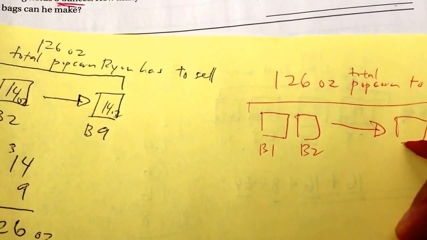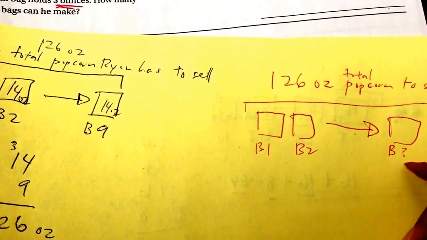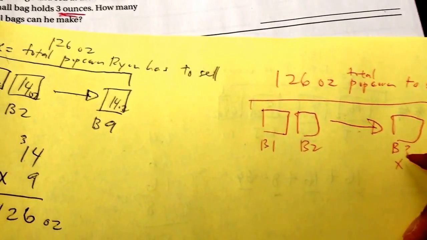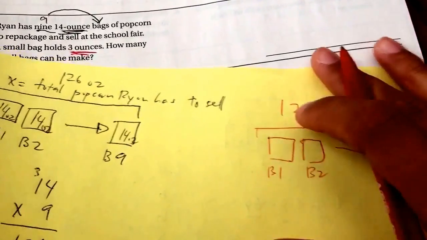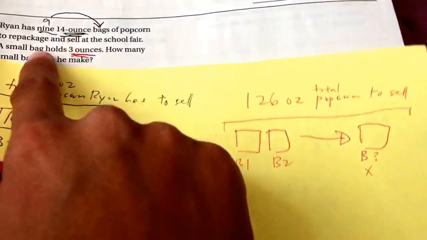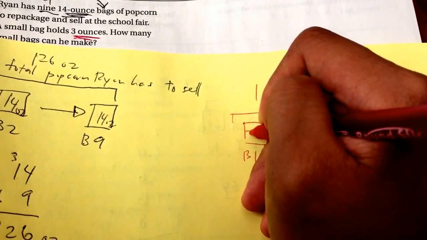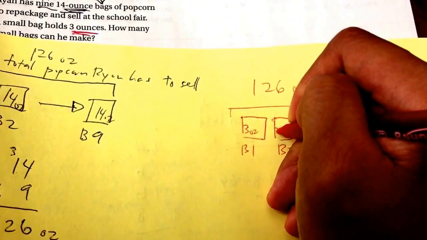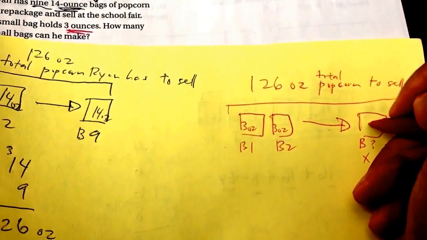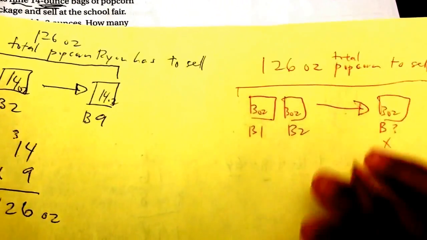So you're telling me right now you don't know how many bags he needs. So we need to figure out how many bags. But we do know the small bag holds 3 ounces. So we're going to have 3 ounces, 3 ounces, and sell it probably for $1.